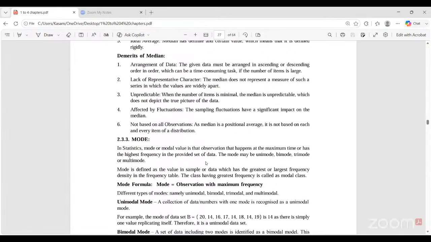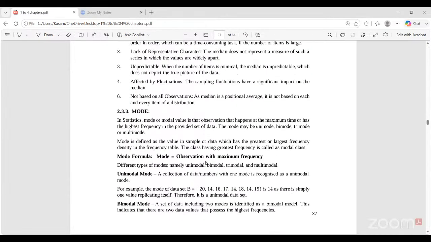What is mode? In statistics, mode is the value or observation that occurs at the maximum or highest frequency in a set of data. The mode can be unimodal, bimodal, trimodal or multimodal. Mode is defined as the value of the sample or data which has the greatest frequency in the frequency table. The class having the highest frequency is called the modal class.